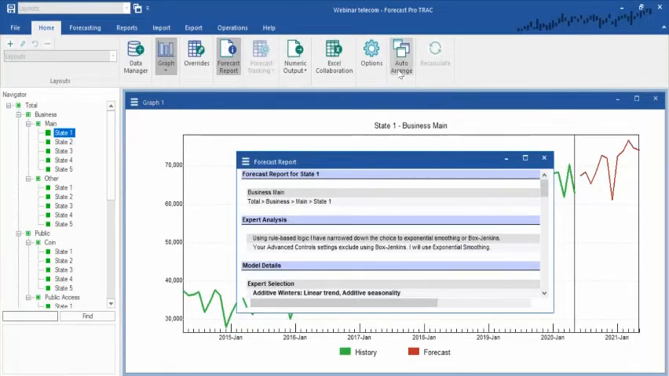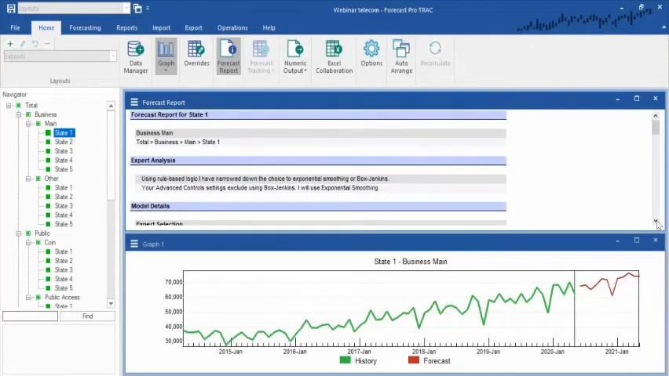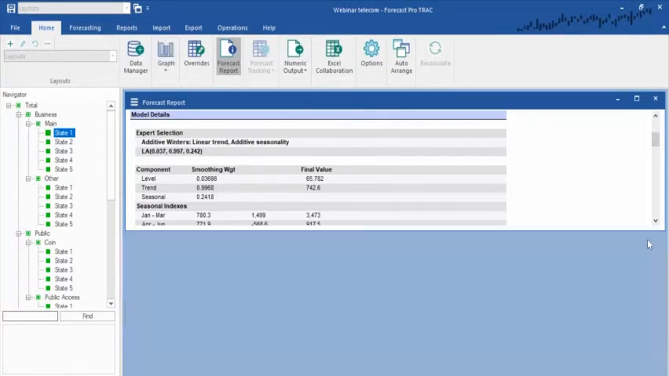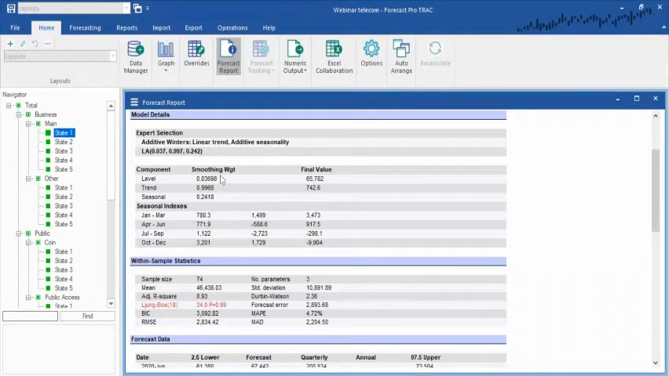Let's take a peek. Okay, so I'm opening up our forecast report here. Again, we used expert selection, and here's our model details. It actually chose an additive model with a linear trend and an additive seasonal pattern, so an LA model. The model has different parts here, and let's make a little more space on our screen. One thing is the smoothing weights. The smoothing weights control how much emphasis to give recent data versus the previous history when estimating each component. The smoothing weights vary between 0 and 1.